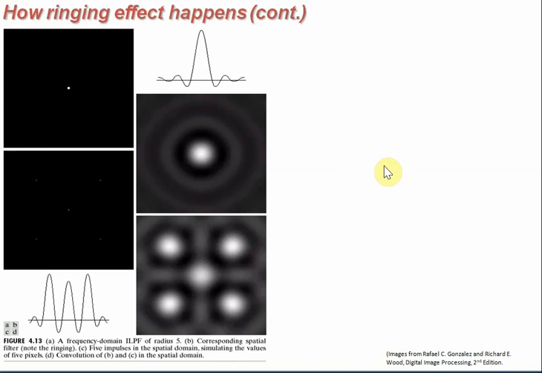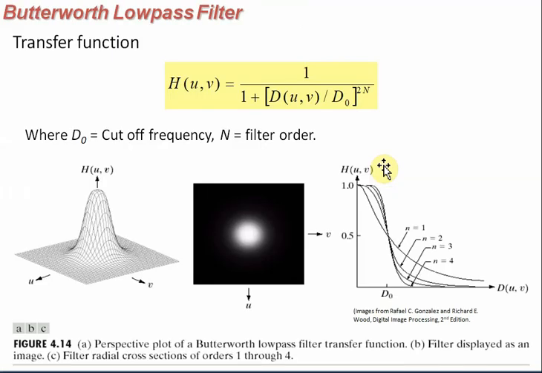So to reduce that ringing effect, here we can go to another technique. What is that? Butterworth low pass filter and also Gaussian low pass filter. Coming to the next one, Butterworth low pass filter.